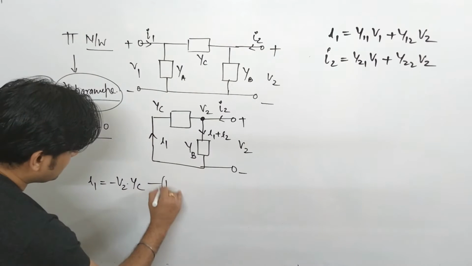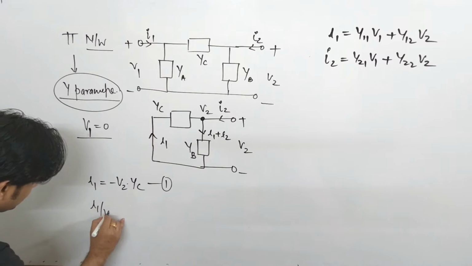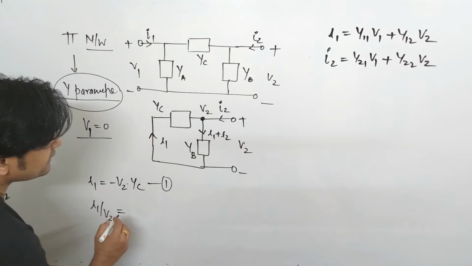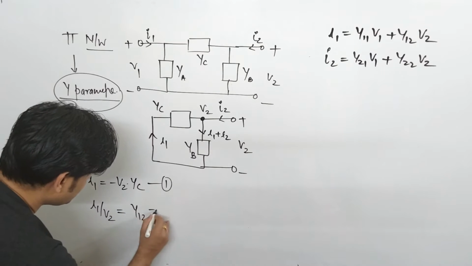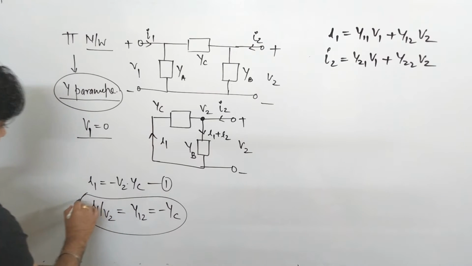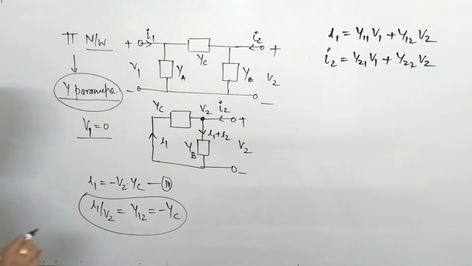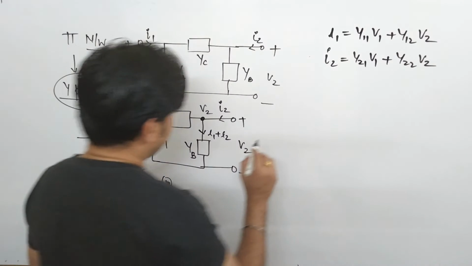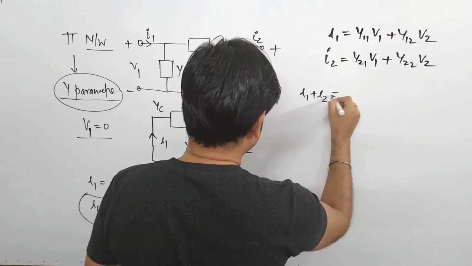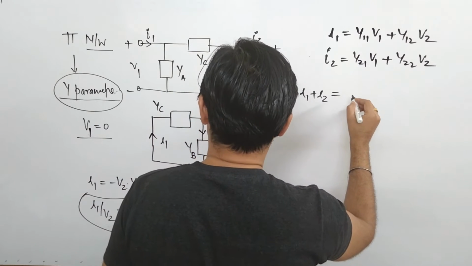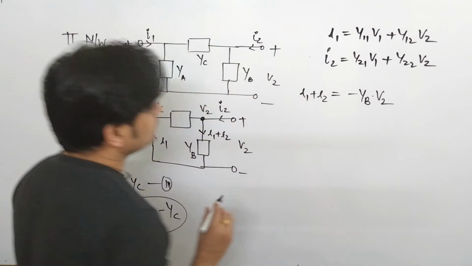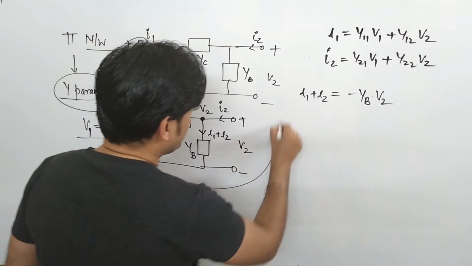Okay, say this is your equation first, or I1 by V2, you have taken V1 as 0, so Y12 is equal to minus YC. This is your first, second, you call it as third. Similarly you can say that I1 plus I2 is minus YB into V2. Now you put this value here.